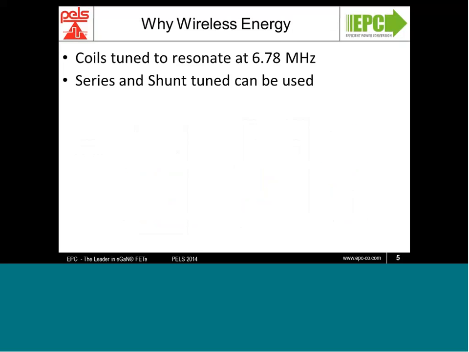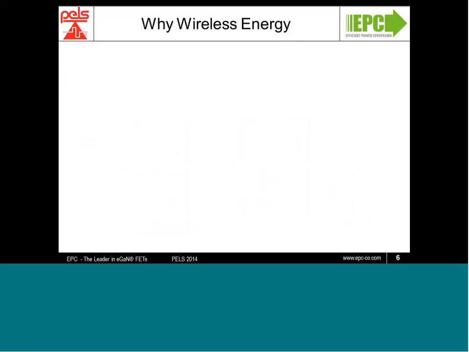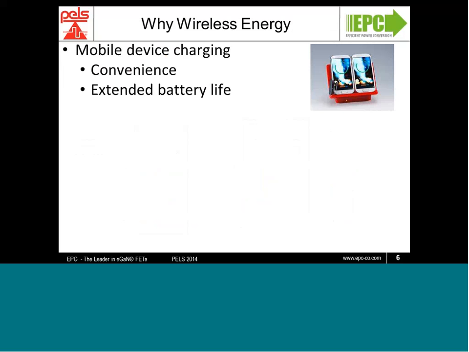Why wireless energy? It's a great question, and many people have asked that. First of all, we'll look at mobile device charging. It's a convenience factor, and many people are tired of having cables, and the multitude of devices that have encroached on our lives make it very cumbersome to have lots of wires everywhere to charge your devices. And the second part is it extends battery life, as you can charge very easily, and simple mats can be placed at many locations that can help charge or just give a little boost to your device.